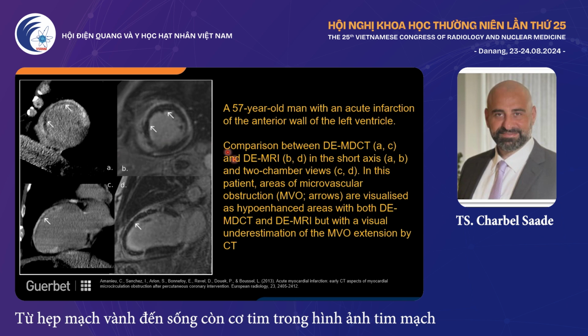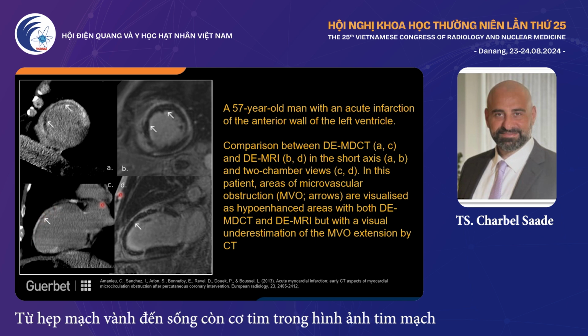This is a 57-year-old male with an acute infarction of the anterior wall of the left ventricle. As you can see here, this is where they use dual energy. You can actually see there is no contrast enhancement there. You can actually see it here on the 2-chamber long axis.